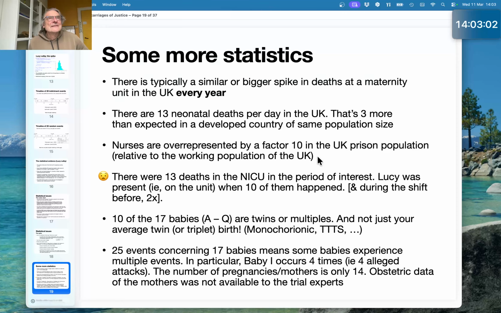times bigger than the number you would expect if you think of the percentage of the working population who are nurses. Project that percentage on the prison population, and you come up with a much smaller number than the actual number. 10 times smaller. That's strange, and I think it's actually due to the fact that, well, there are two factors here which I think should be taken into account.